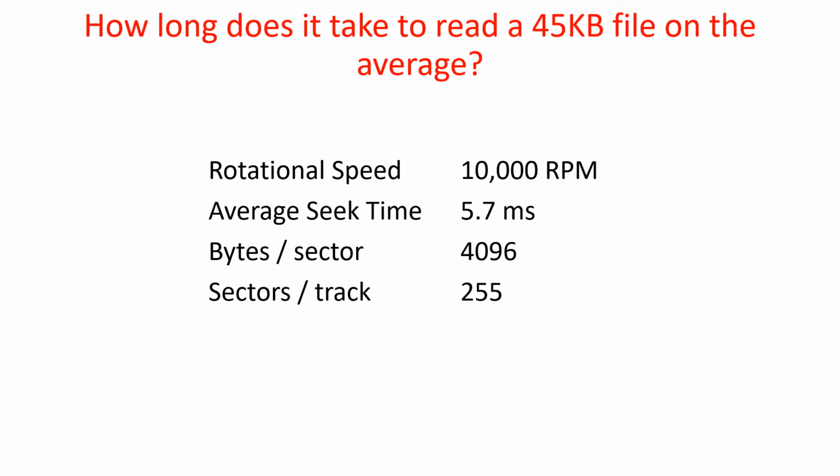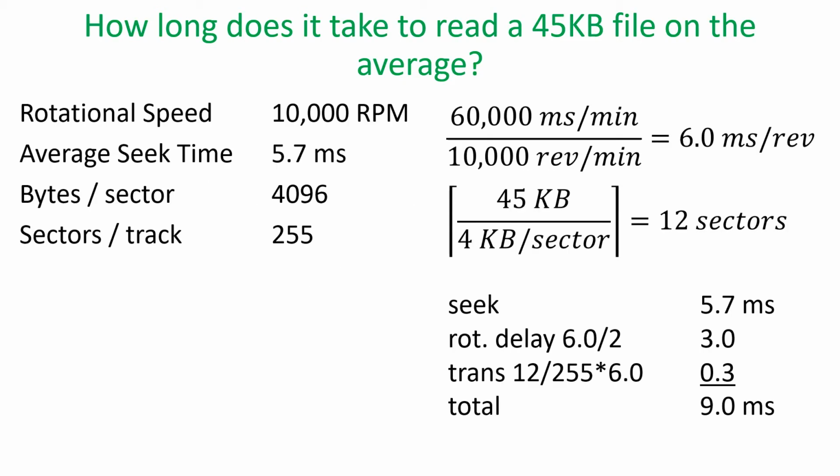Try this problem. We must first calculate how long it takes for the disk to spin. So we have 60,000 milliseconds per minute divided by 10,000 RPM, and we get 6 milliseconds per revolution. And then to figure out how many sectors it takes to hold the file, we have a 45 kilobyte file. Divide that by 4 kilobytes. Why 4 kilobytes? Because 4,096 bytes is exactly 4 kilobytes.